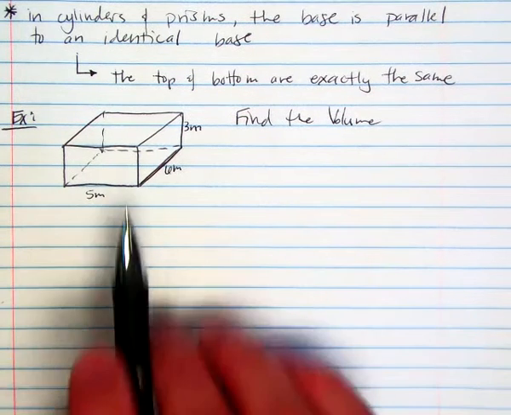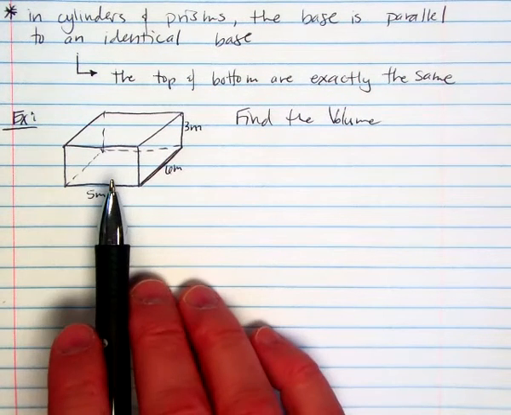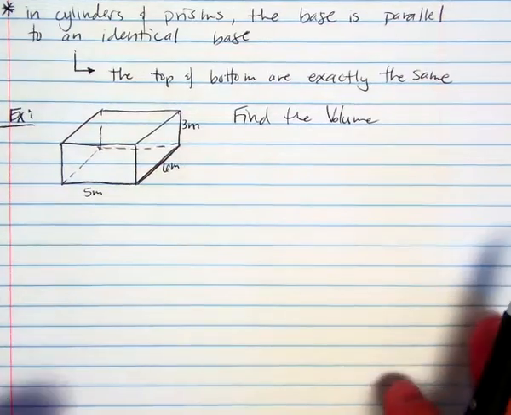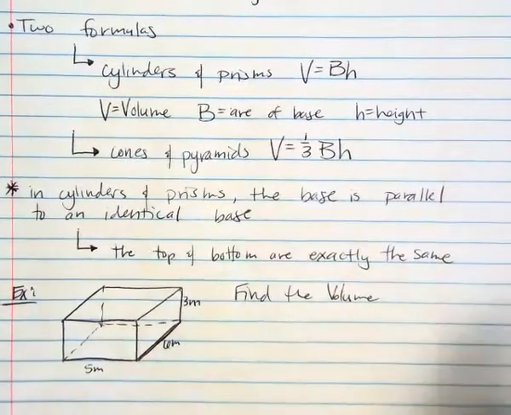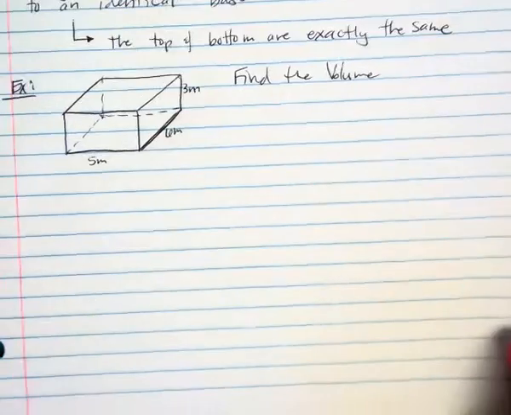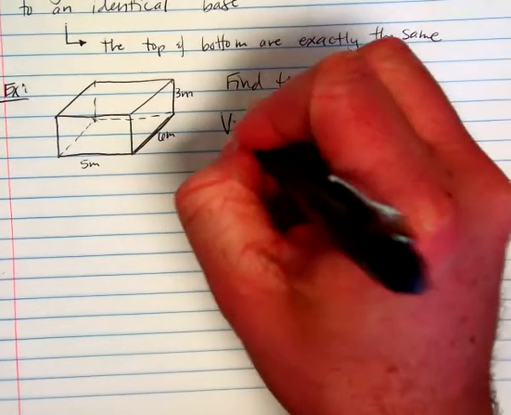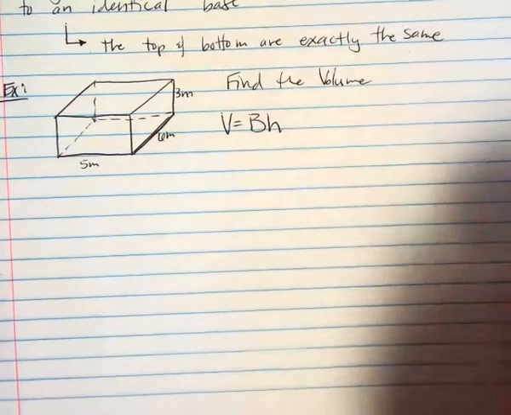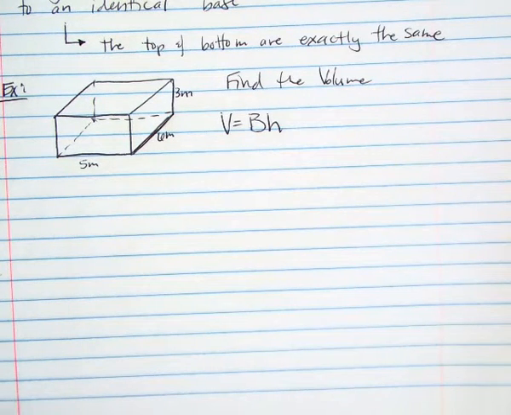So for this one, we do have a prism. It's just a box. So if we look at the formula we said earlier, for cylinders and prisms, area of the base times the height. So we're going to go ahead and write that down. Volume is capital B times H, area of the base times the height.